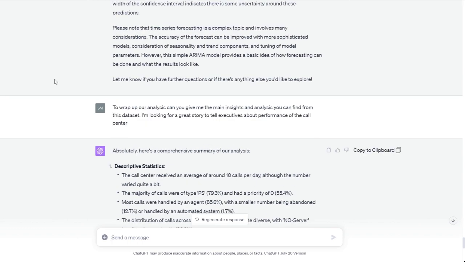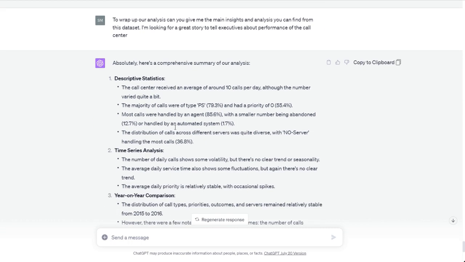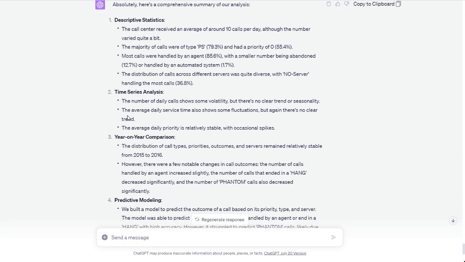Okay. Wow. So I just asked, okay, we want to wrap up. Can you just give me the main insights and analysis? I'm looking for a great story to tell executives about performance of the call center. So it just goes through all the insights that we've discovered. It then summarizes them in bullet points, which is fantastic, right?